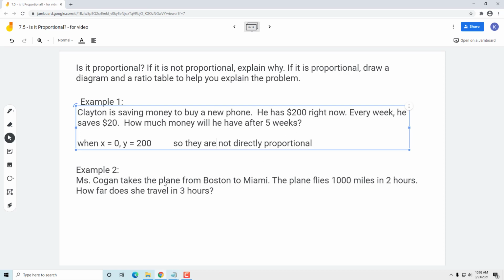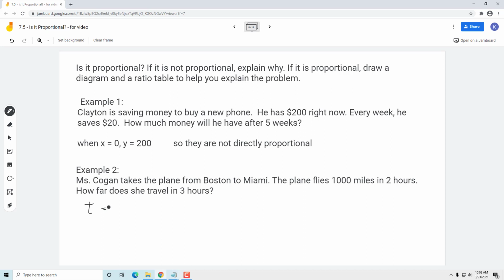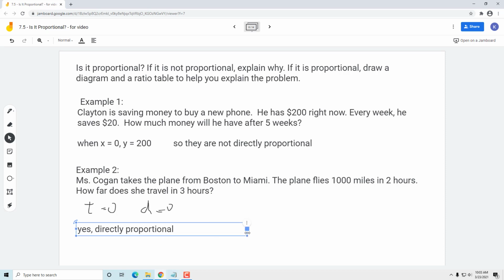Time and money. Miss Kogan takes the plane from Boston to Miami. The plane flies 1,000 miles in 2 hours. How far does she travel in 3 hours? So when the time is 0, the distance is 0. Right? So we can say that, yes, those 2 are directly proportional. Okay? They are directly proportional.